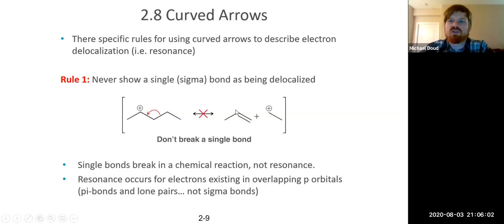We're talking about resonance, right? These have to be valid descriptions of the same molecule. And here, we have a carbocation on a pentane, and here we have an alkene and another carbocation, an ethane carbocation. Totally different. This is no good. Single bonds break in a chemical reaction, which we'll learn later on. Resonance is only going to exist for electrons in overlapping p orbitals. So pi bonds, lone pairs, and empty p orbitals.